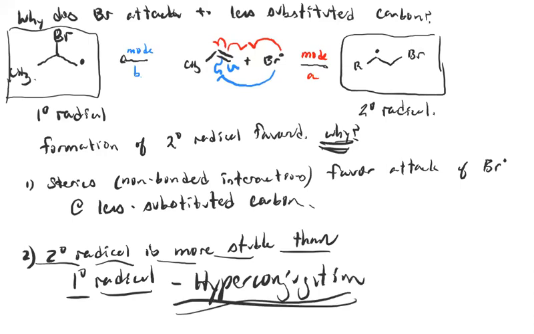I was not lying when I said hyperconjugation is a third of chemistry, right? The other two are resonance and inductive. And so we're going to return to this hyperconjugation model now to understand why a secondary radical is more stable.